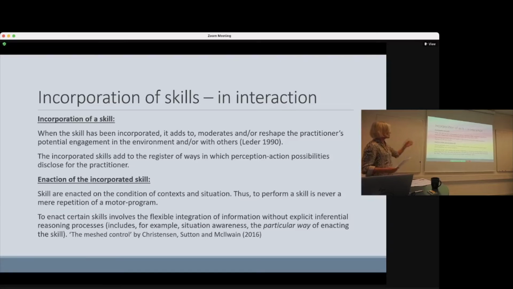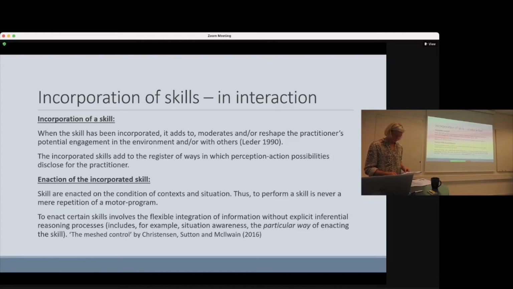First of all, and this is an old reference to Leder, 1990, The Absent Body, when he talks about skills, and he indicates how the incorporation of a skill denotes the process in which specific ways of moving and handling certain challenges is grasped and comes to pervade the Leibkörper structure of the subject. When the skill has been incorporated, it adds to, moderates, or reshapes the practitioner's potential engagement in the environment and with others. In Merleau-Pontian terms, it thereby changes their experiences of I can.